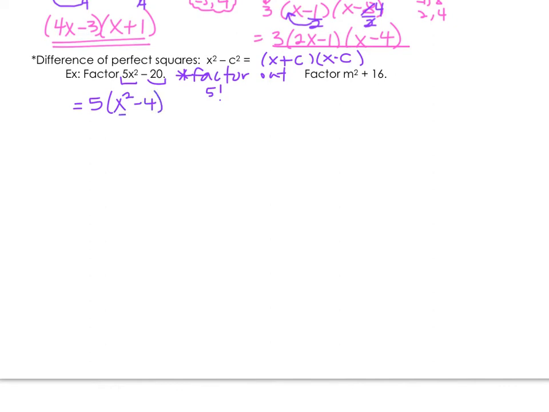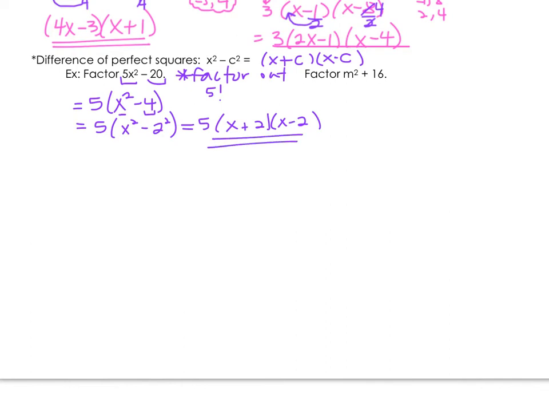X squared is a perfect square, and 4 is technically a perfect square. That would be 5 times x squared minus 2 squared. When you see it in that form, we can split apart into the two parentheses: x and x, 2 and 2, one's positive and one's negative. That's one of our special factor rules.